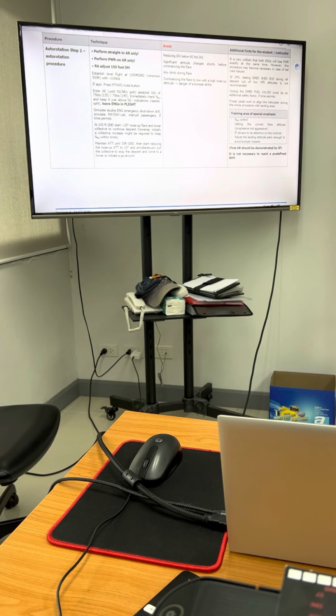Proper pedal work to align the helicopter with the landing area during the whole procedure. Training area of special emphasis: NR control, setting the correct flare attitude, progressive, not aggressive. IP always to be attentive on the controls, of course. Adjust the landing attitude early enough to avoid bumper impacts. And of course, it is not necessary to reach a predefined spot.